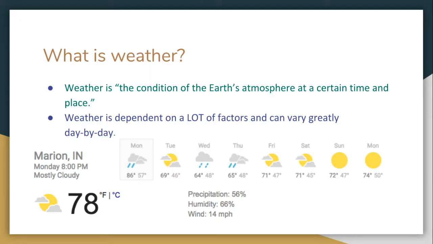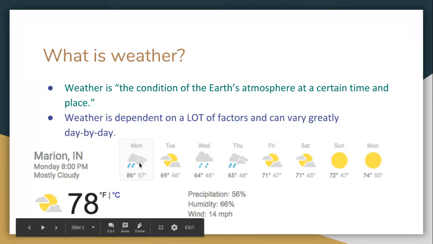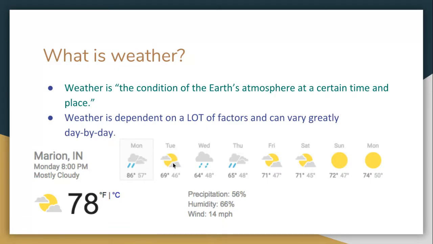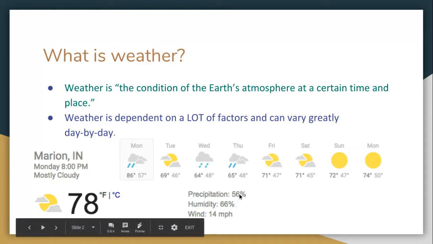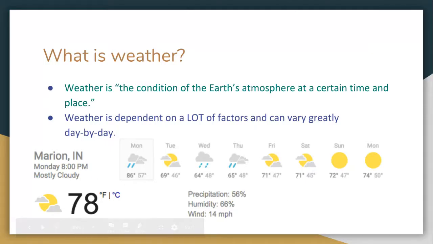And it's dependent on a lot of factors and can vary greatly day by day, as seen in the weather report you might see in the news or if you look on the internet. Like one day it's raining and it's cloudy, the next day it's just cloudy and there's sun. Then it's raining, and then there's some clouds, and then there's just sun. We also look at a whole bunch of stuff here: precipitation, humidity, the wind, the current temperature, things like that.